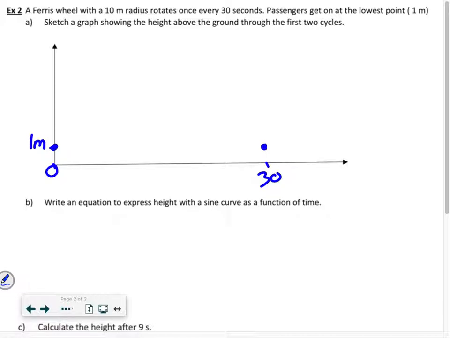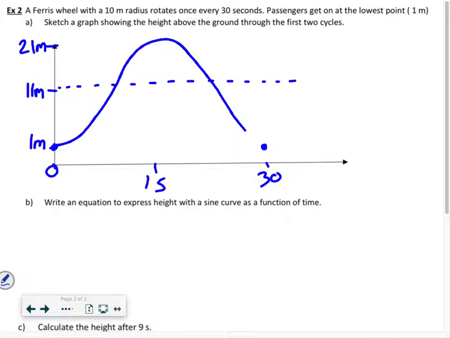It says my radius is 10. Now, people are going to get confused a little bit here, but if your radius is 10, it's got to go up 1 radius to get back to the middle, and then go up another radius to get to the top. So that's going to be 11 meters, and that's going to be 21 meters. So now we've got our minimum, our center line, and our maximum. Okay? We know that halfway between is when we're going to get to the max. So we're going to go up, come back down. Okay? Throw an arrow on the end.